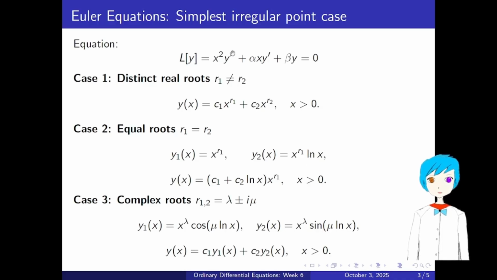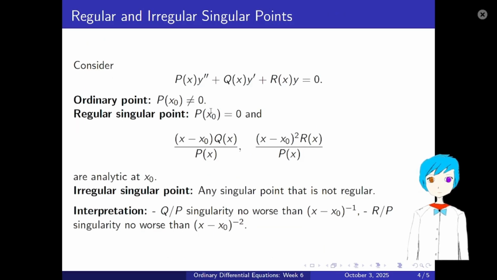So finally, if the indicial equation has two complex roots, then the two solutions are x^lambda times cosine of mu ln x, and x^lambda times sine of mu ln x. This is obtained by using Euler's formula. The general solution is a linear combination of those two fundamental solutions. So the Euler's equation is actually the simplest equation where a singular point exists.